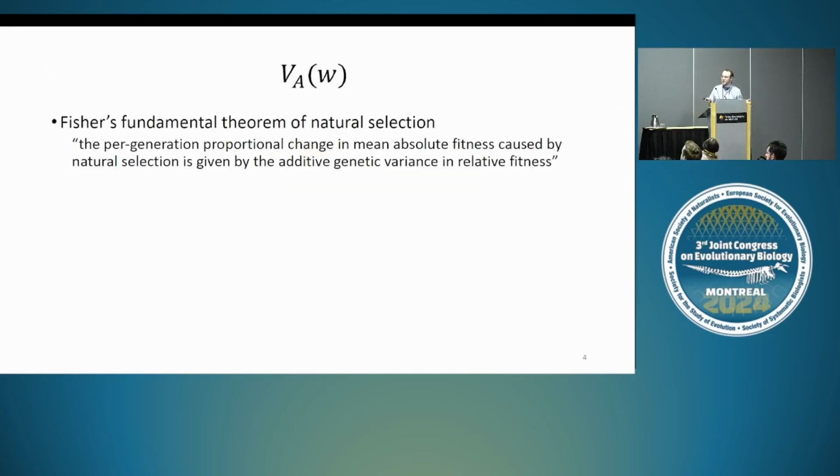I'm coming at this from a quantitative genetics angle, where I'm interested in this particular parameter, the additive genetic variance in relative fitness, or Fisher's fundamental theorem of natural selection. This states that the per generation proportional change in mean absolute fitness caused by natural selection is given by the additive genetic variance in relative fitness.